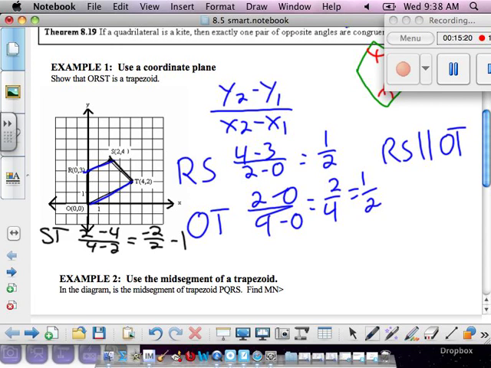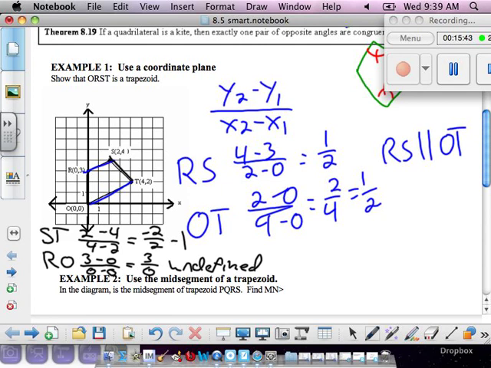Now I'm going to do R to O. So I'm going to go 3 minus 0 over 0 minus 0. I get 0. Excuse me, I have a 0 on the bottom, so I don't get 0. I get undefined. I get 3 over 0, which is undefined. So they are not parallel to each other.